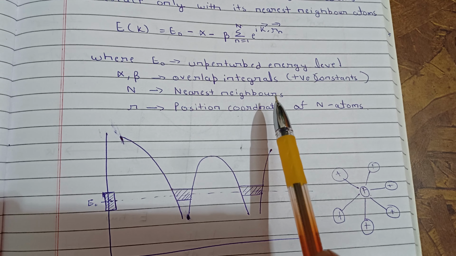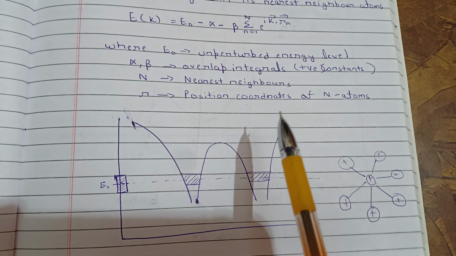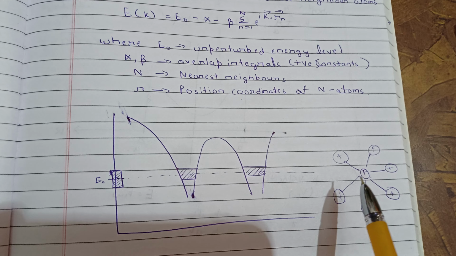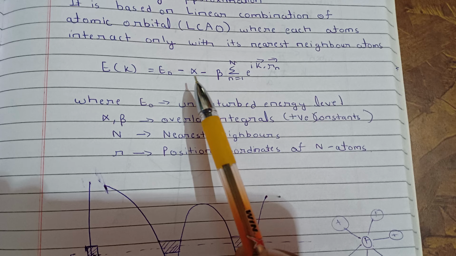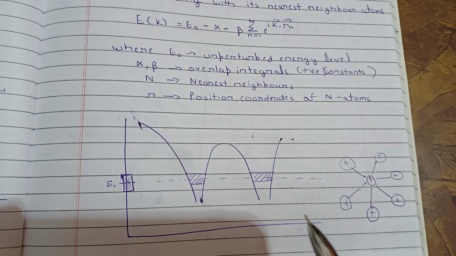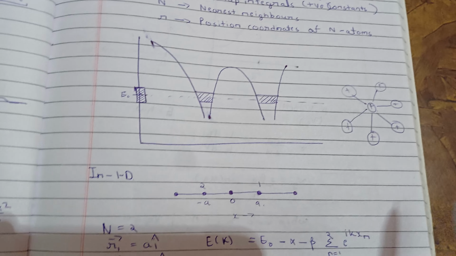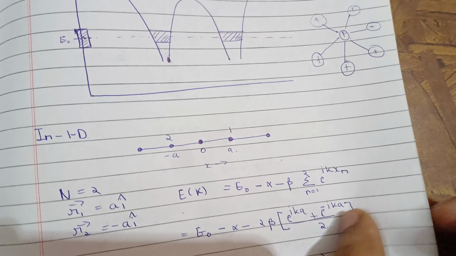These are overlap integrals. It means if there is overlapping of orbitals, then we will get alpha and beta. If there is no overlapping, a single atom, then alpha and beta will be 0, and when you put that in, you will get the total energy as E naught. Now we will consider the 1D and 3D models of this.